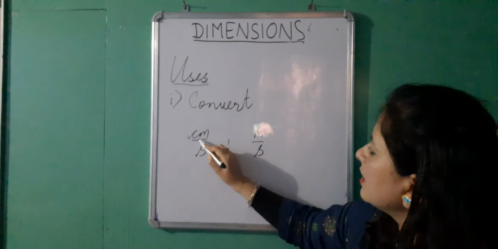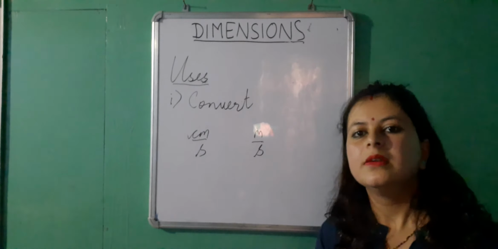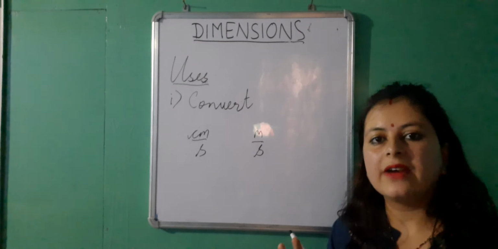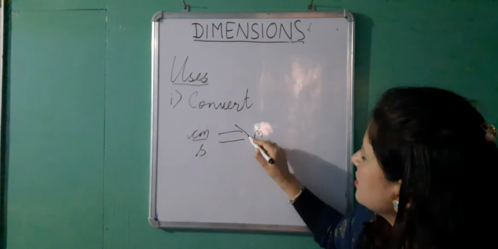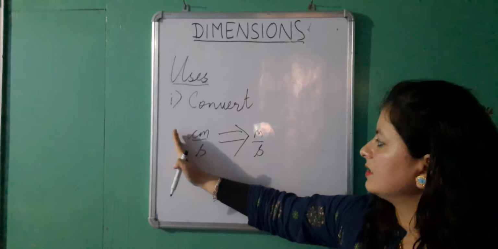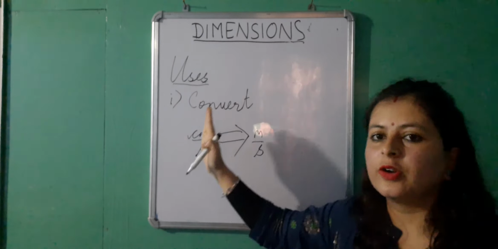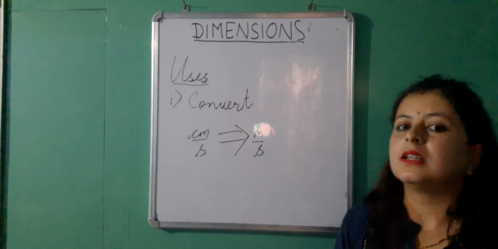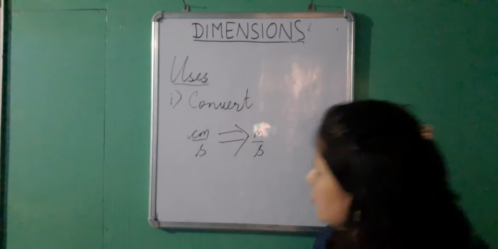Now, to know the relationship between centimeter per second and meter per second, because they are the same physical quantity, they will have a certain relationship with each other. This relationship can be found out. That means 1 centimeter per second is how many meter per second, or 1 meter per second is equal to how many centimeter per second, can be found out using dimensional analysis. This was the first use.